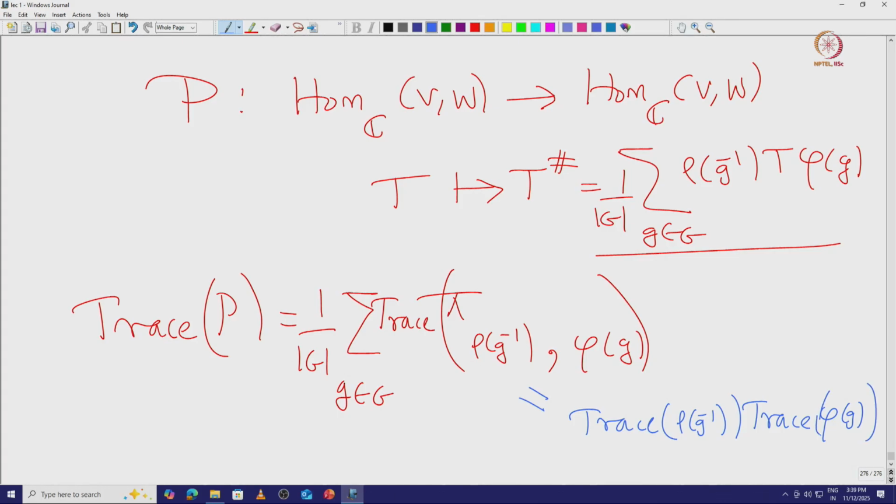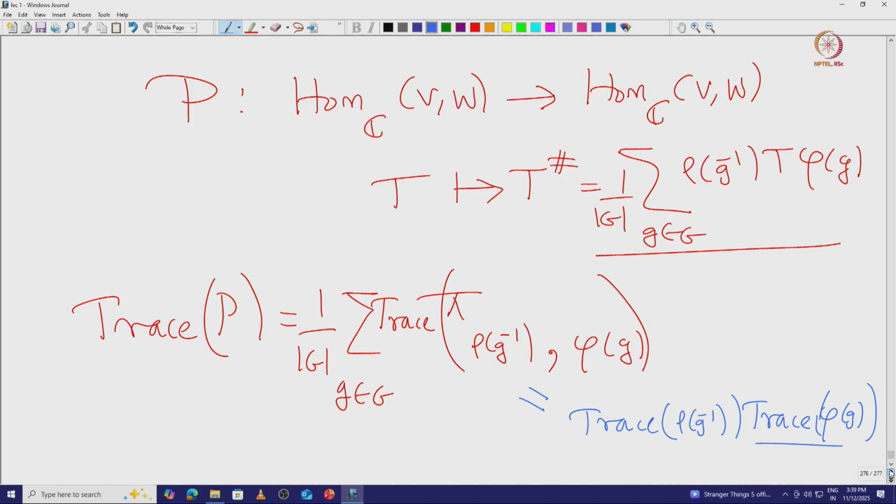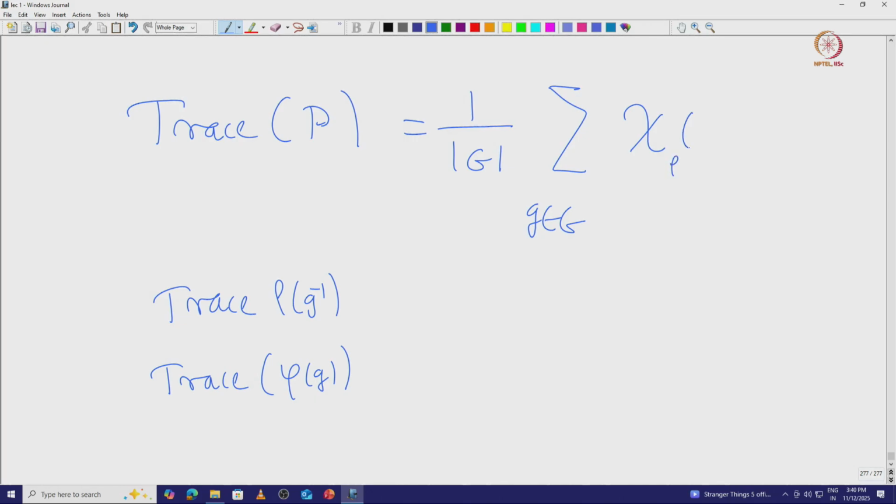This looks very familiar. This is basically the character value. So, basically the trace of P is given by 1 divided by the cardinality of G times the summation over G in the group of the trace of rho of G inverse and the trace of phi of G. So, let me just write it as it is: this is chi rho of G inverse and this is chi phi of G.